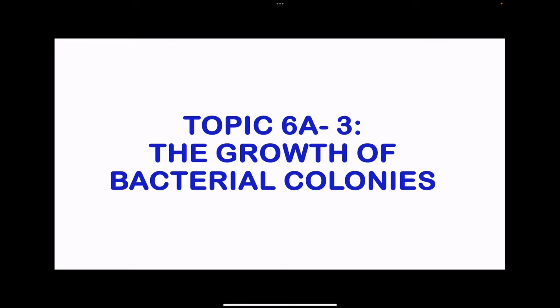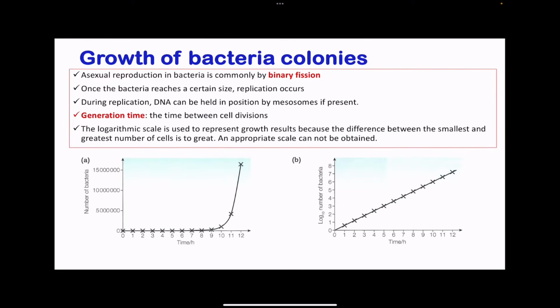The next is 6A3, the growth of bacterial colonies. Bacteria reproduce through fission, whereby one cell divides into two and so on. When bacteria reach a specific size, replication can begin to occur. So basically, when one cell grows and increases in size, then the cell can begin to divide. And during the replication process, the DNA can be held in position by the mesosome, which we saw previously.